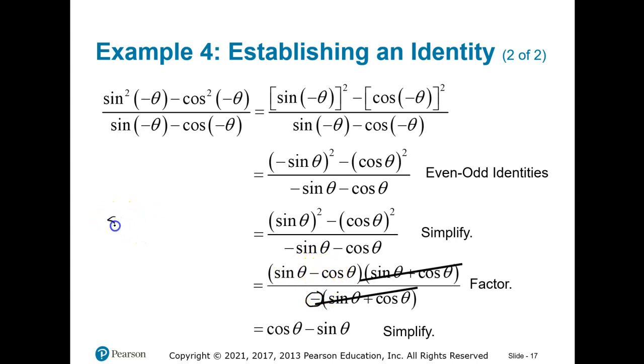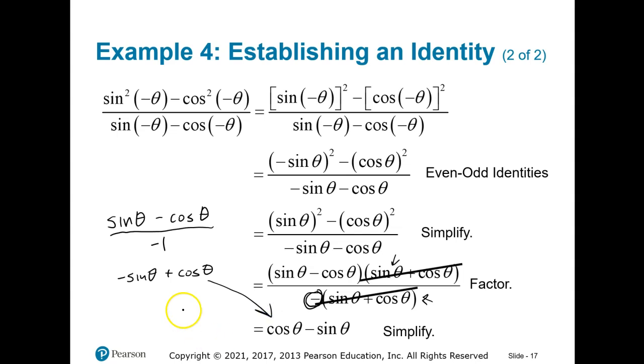So the little unseen step here in the PowerPoint is when this sine plus cosine cancels with this sine plus cosine, there's a negative out front, so that leaves a negative 1. Dividing by a negative 1 divides each part. So this becomes a negative sine. This negative cosine divided by negative 1 becomes a plus cosine. And then they're just bringing the positive cosine in front of the minus sign for that last step.